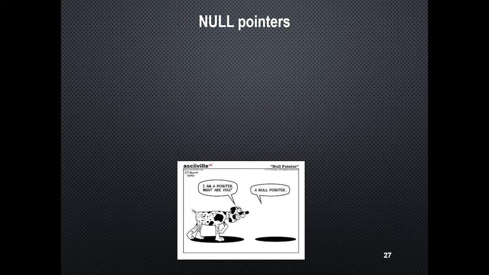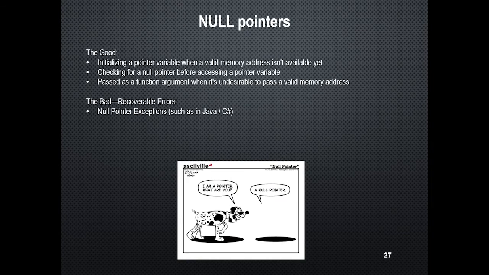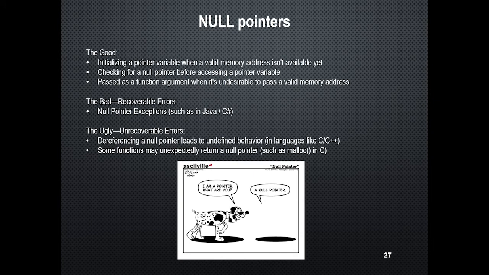So when it comes to null pointers, there is the good, the bad, and the ugly. The good of null pointers are the typical use cases. So initializing a pointer variable when a valid memory address isn't yet available, checking for a null pointer before accessing a pointer variable in situations where you think a null pointer might occur. And you can also pass a null pointer as a function argument when it's undesirable to pass a valid memory address.